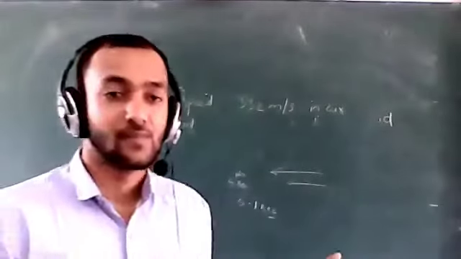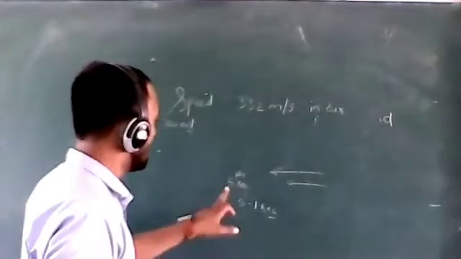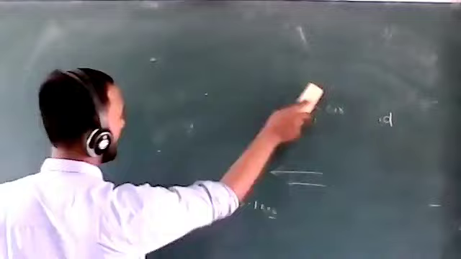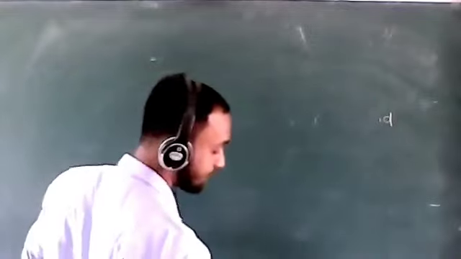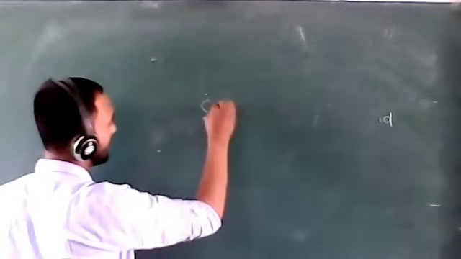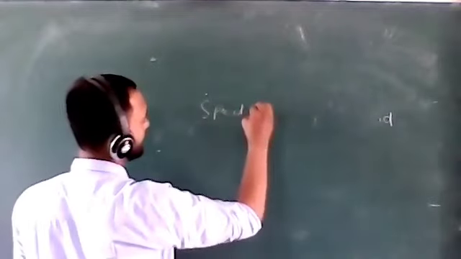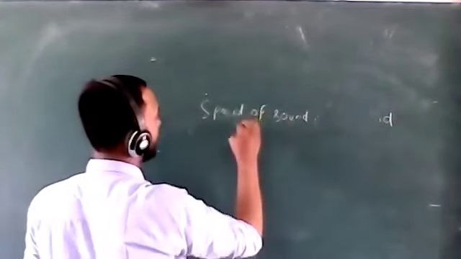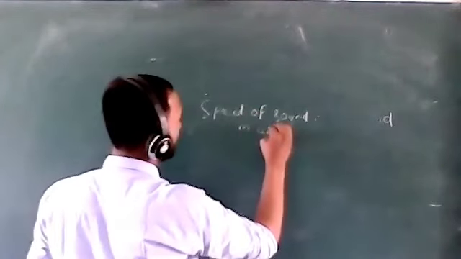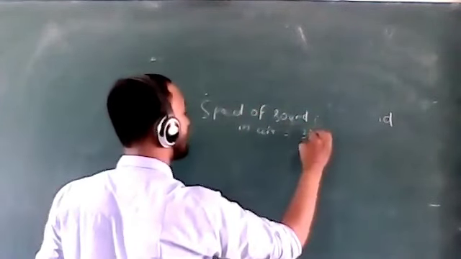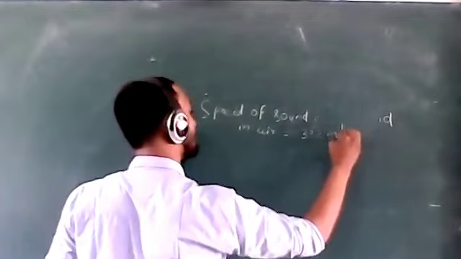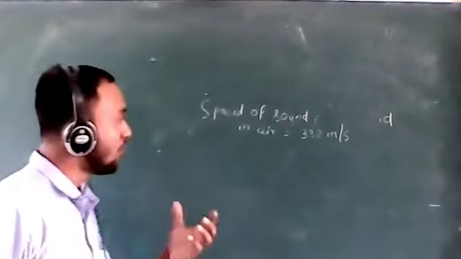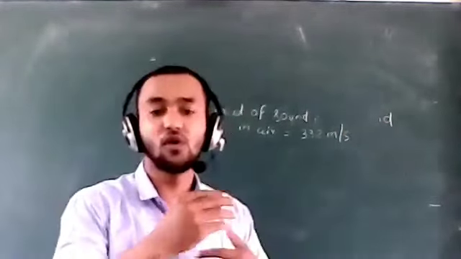Now see here the time gap. Now I'm calculating something. See here, the speed of sound in air is 332 meter per second. Okay, and I want to calculate the minimum distance for an echo.